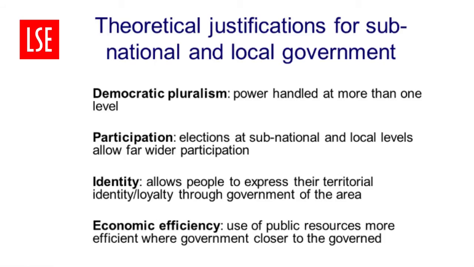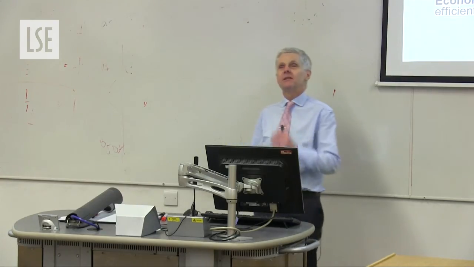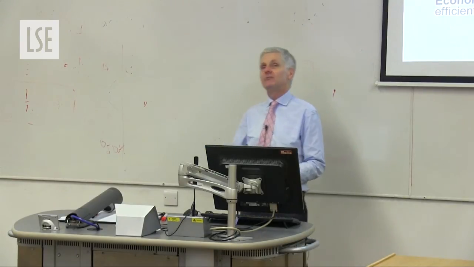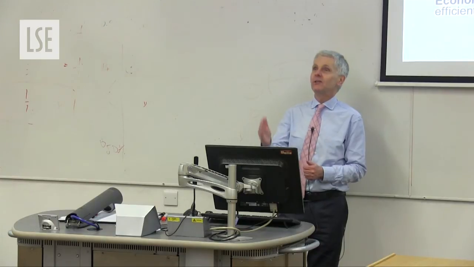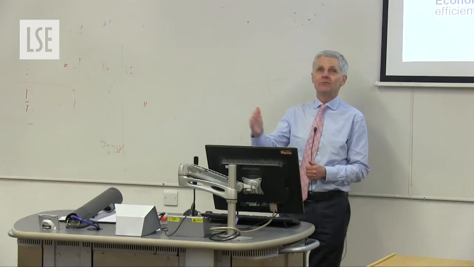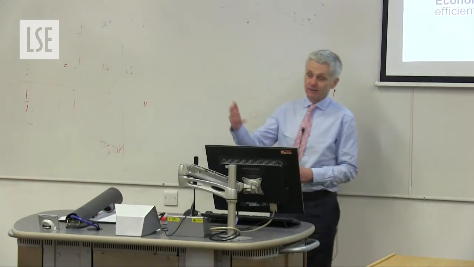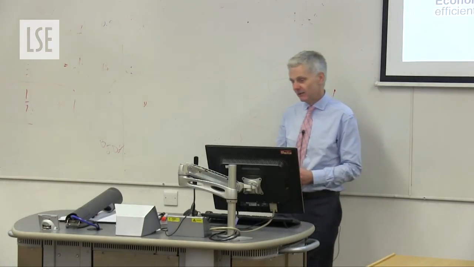Second theoretical justification for subnational and local government would be participation. All politics is local. Elections at subnational and particularly local levels allow far wider participation. London has 73 members of parliament, but 1,600, nearly 1,700 councillors. Chances are you'll meet a councillor more often than an MP. I'm not saying MPs aren't accessible, and actually many students I've certainly known over the years here have gone on to be councillors in London.